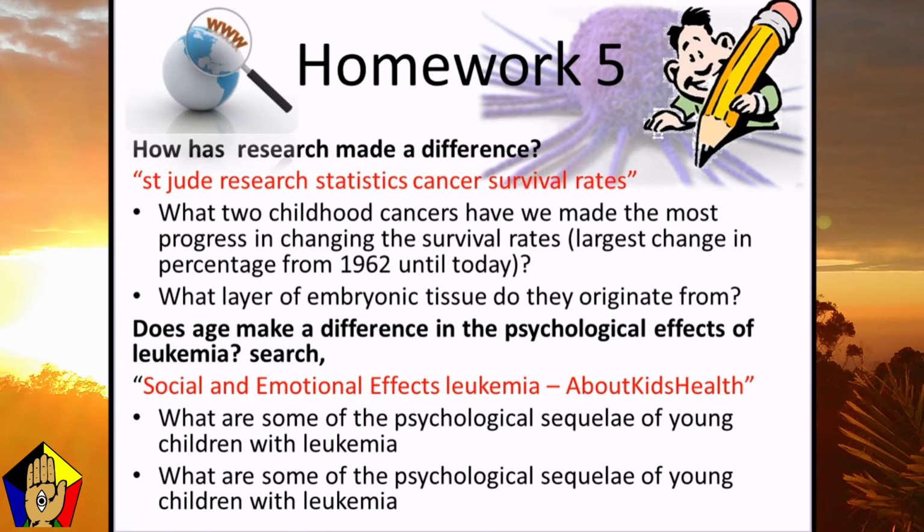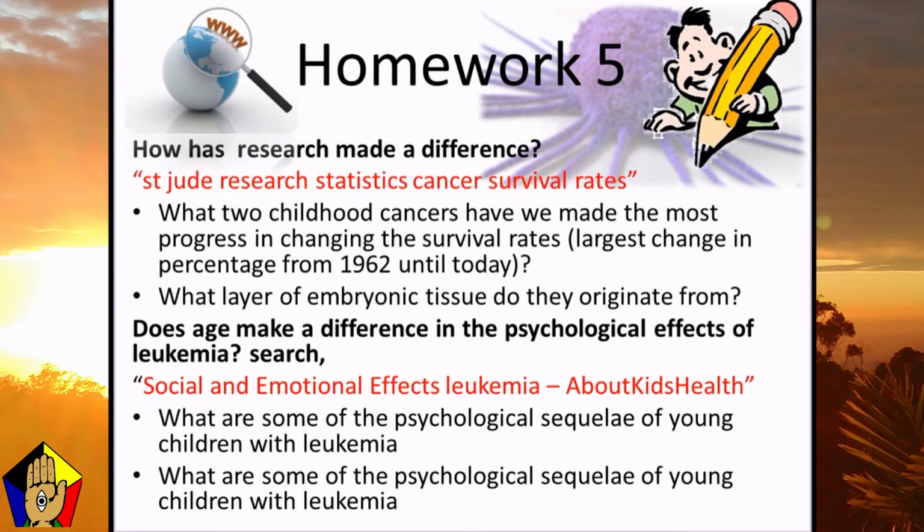So I want you to look through, and I want you to determine which 2 have made the most progress. So if you see one that goes from like 40% to 80%, I mean, that's a good change. So the survival rates jumped up significantly. But if you see one that's gone from like 4% to 95, there's a 91% change. There's a huge change there. Write it down, and the second thing I want you to do is figure out what embryonic tissue they originated from.